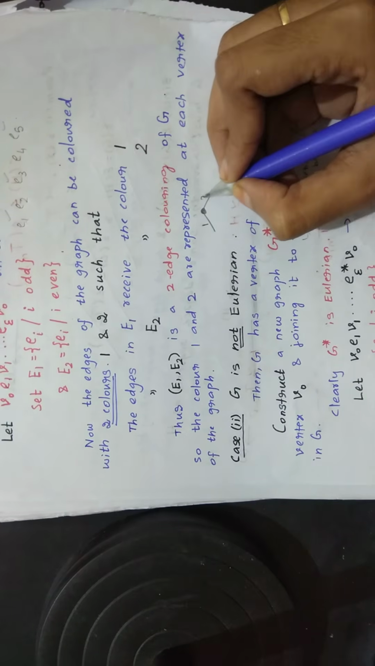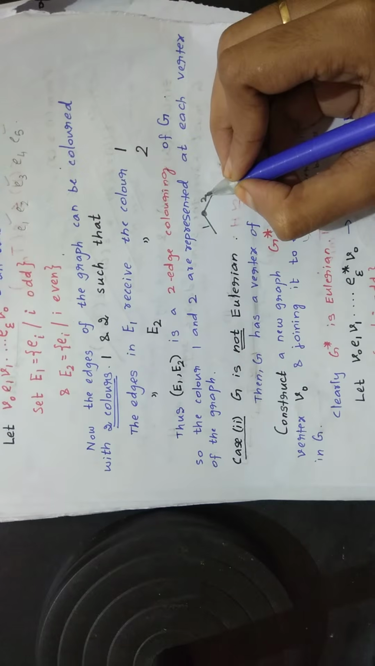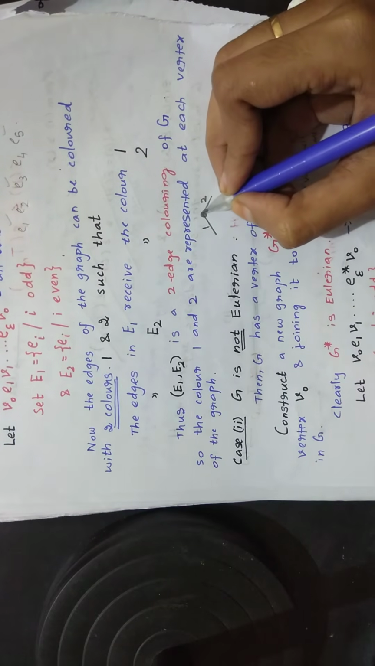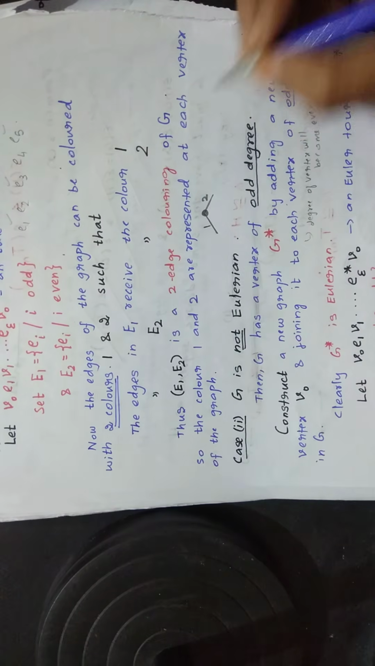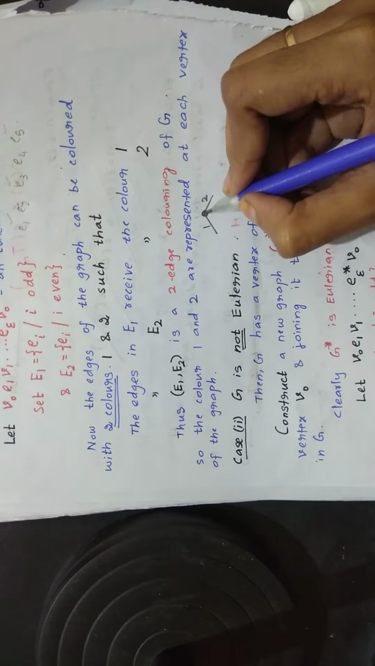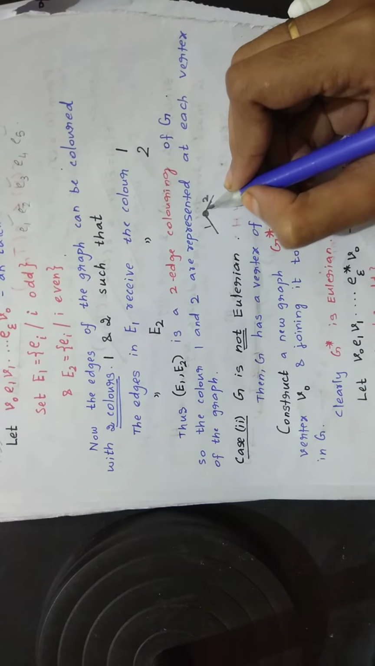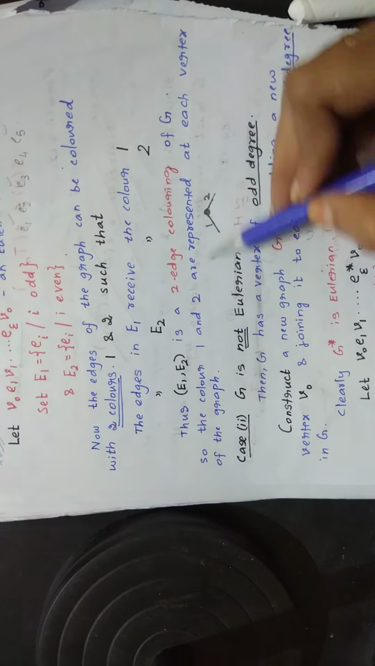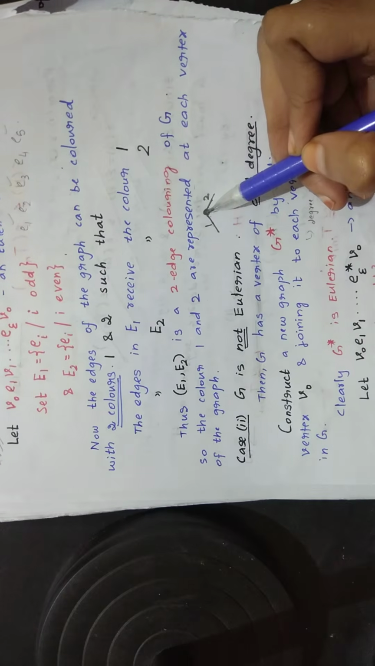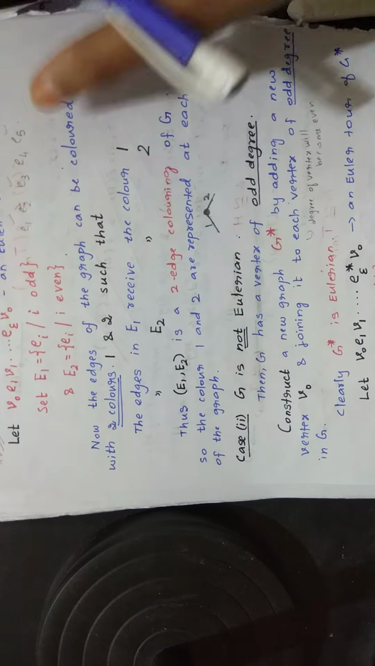One is 1, if this is 2, it means this edge is receiving the color 1 and this edge is receiving the color 2. So what does it mean? Each vertex has 1 and 2 represented at it. If for this vertex you have two colors at its two ends, that is what you are writing. So the colors 1 and 2 are represented at each vertex of the graph G. Two colors you are representing for each vertex of G. That is what you are writing.